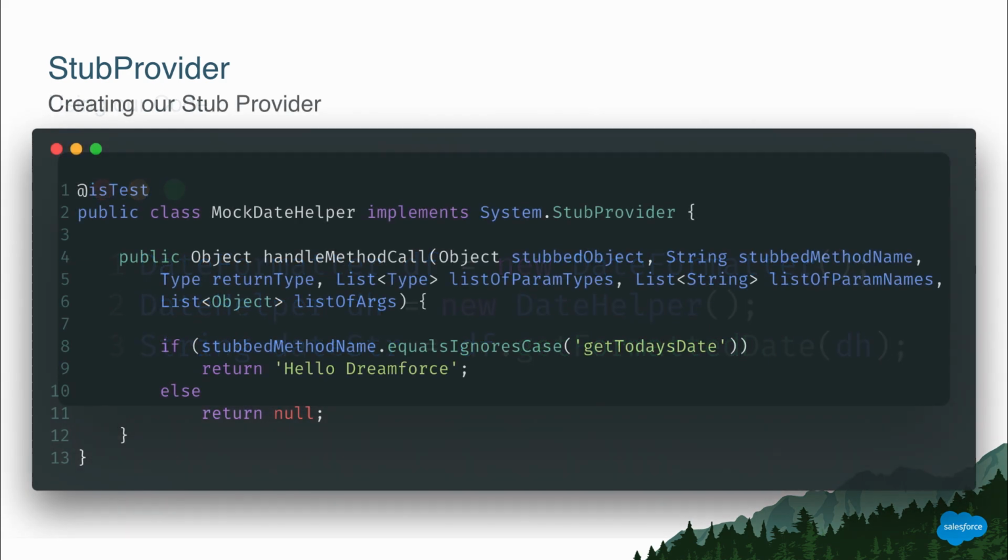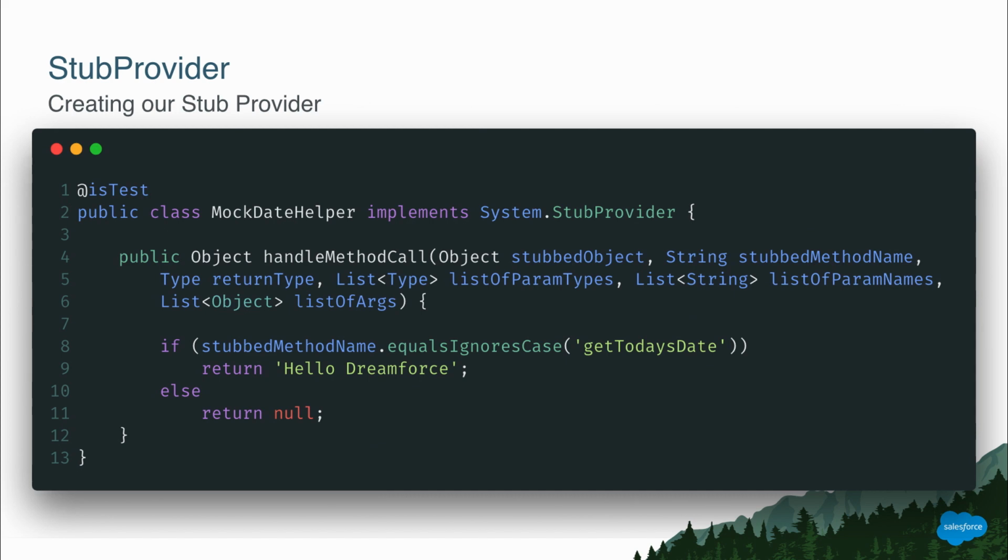So let's look at how that looks to stub it. Here's our mock date helper. And we're going to turn around and say handle method call. That's our method for the interface. We have all this information that's coming in. And we're going to say if our stubbed method name dot equals ignores case get today's date, we're going to have it always return hello Dreamforce.